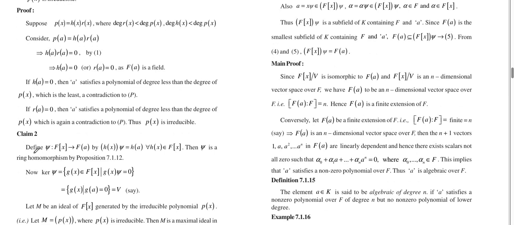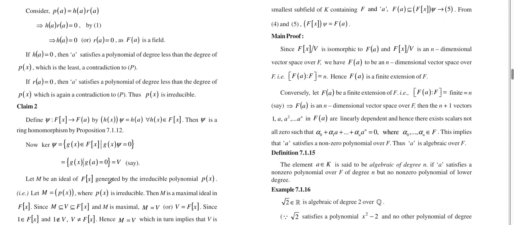So on the second claim, we are defining psi from the same thing we considered just now, F[x] to F(a), defined this way. That's called the evaluation homomorphism. Once it is a homomorphism, you can talk about its kernel. The kernel of psi is all those elements whose image under psi is 0. So that is nothing but all those g of x for which g of a is 0. Now we will denote this kernel, which is always an ideal, as, say, capital M.